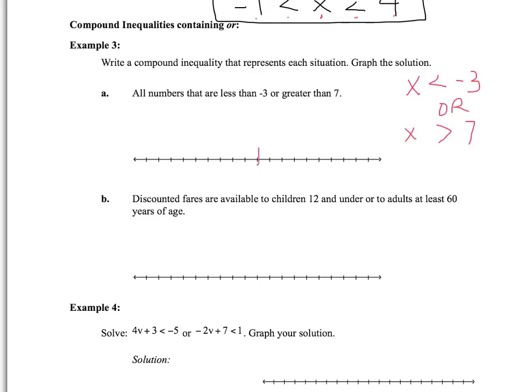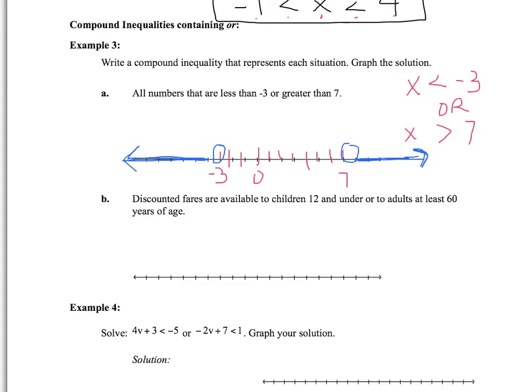So if this was 0, 1, 2, 3, 4, 5, 6, 7, and 1, 2, 3, negative 3. Okay, so x is less than negative 3. Less than negative 3 is going this way, so it could be all these numbers, or it could be x is greater than 7. Okay, so notice that they're two separate quantities. Okay, so looking at the next one.